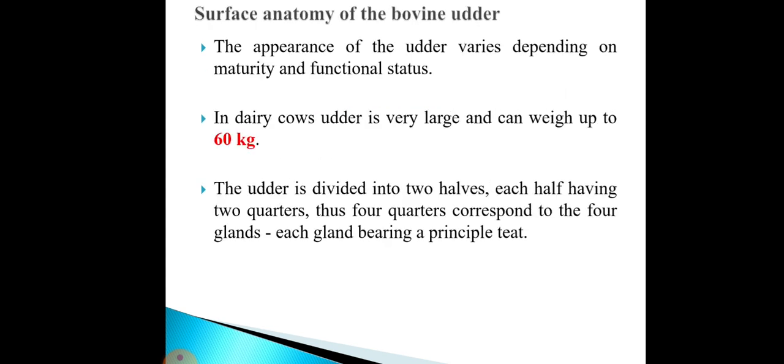Then we will discuss the surface anatomy of the bovine udder. The appearance of the udder varies depending upon the maturity and the functional status of the udder. In dairy cows, the udder is very large and it can weigh up to 60 kg. The udder is divided into two halves.